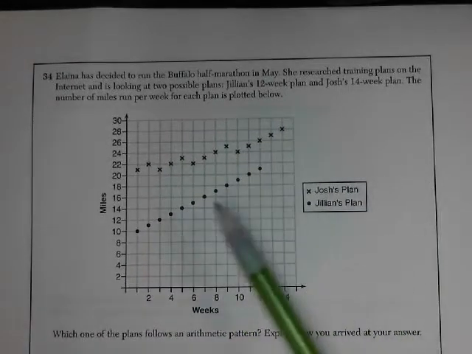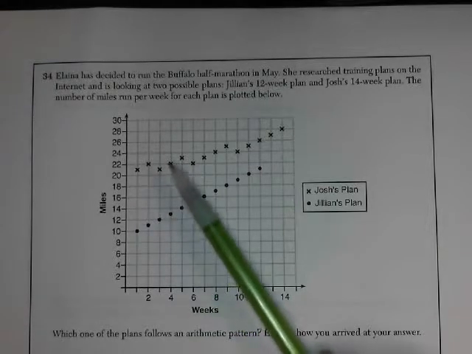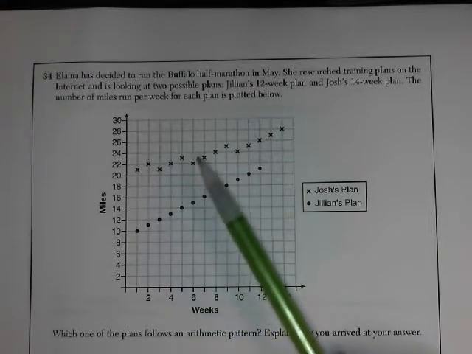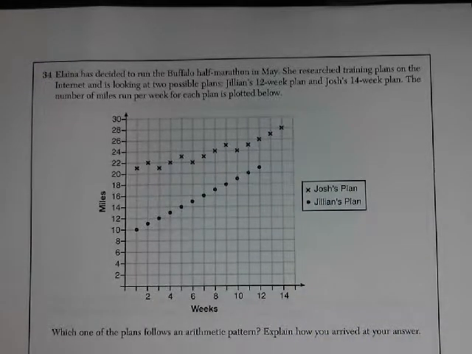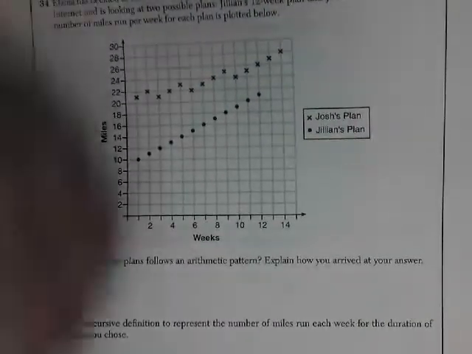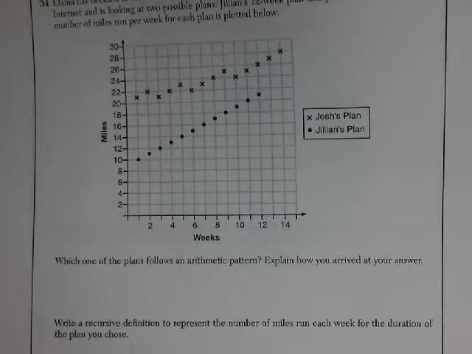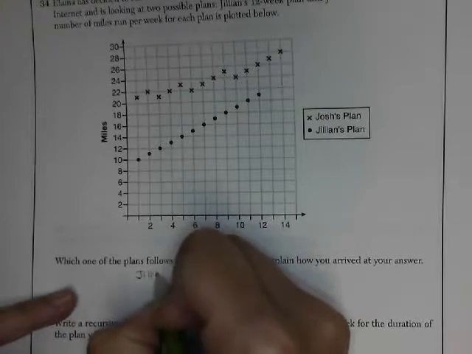Josh's plan's a little more interesting. He's running 1 more mile, then 1 less, then 1 more, then 1 more, then 1 less, then 1 more, then 1 more, then 1 more, then 1 less. So his is a little interesting. Which one follows an arithmetic pattern? Arithmetic means we're adding the same thing every sequential week in this case. So that's definitely Jillian's.